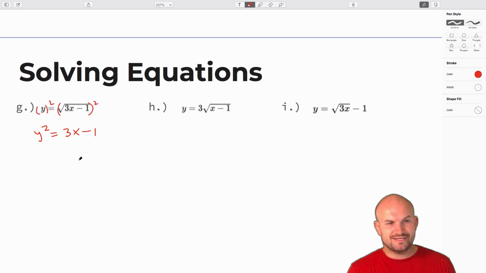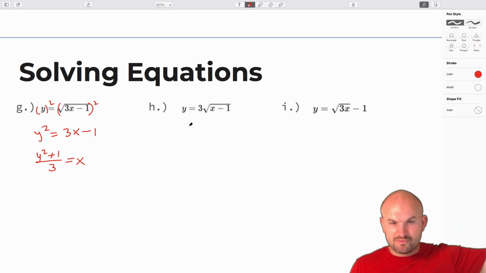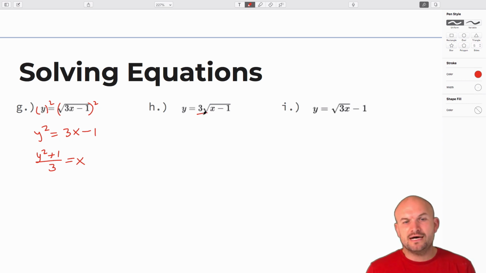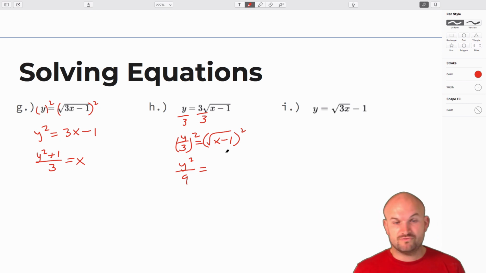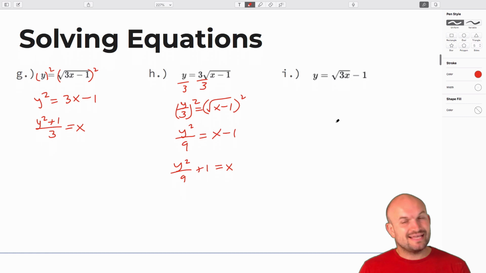Hopefully you kind of got the idea here. This would be y squared plus 1 over 3 equals x. Again, by using this exponent of 2, or the power of 2, we could distribute it in either case, but I just prefer to get this over to the other side by itself, to isolate it. Now I can go ahead and square. And then typically, you don't have to, but if you were to write that in a simplified form, it'd be y squared over 9 equals x minus 1, and then we could just write that as y squared over 9 plus 1 equals x.